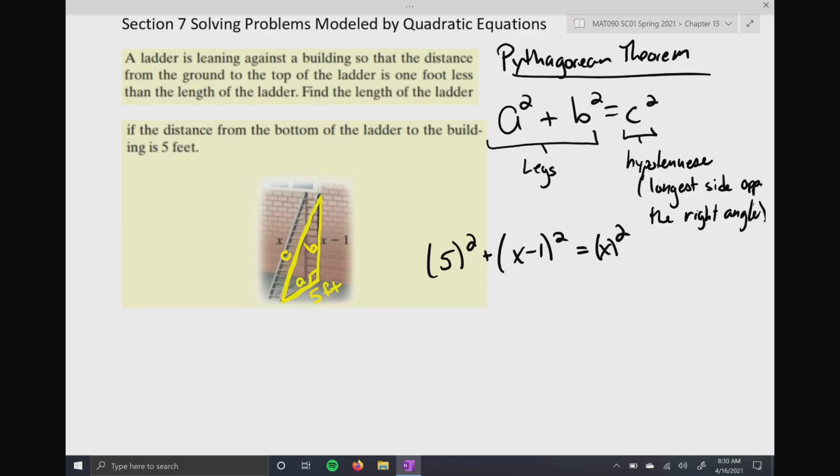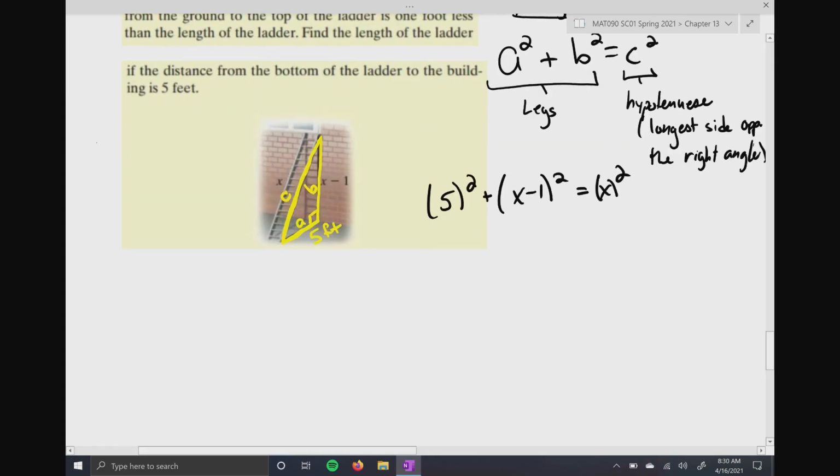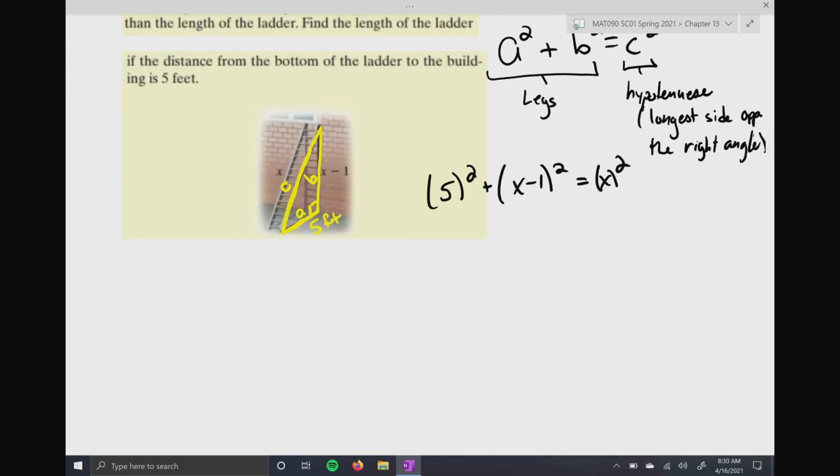How many of us are stumped? Yeah, I think April's right. I think the answer is 13. Let's see why. First things first, we're going to go left to right. 5 to the second power is 25. X minus 1 quantity squared is x squared minus 2x plus 1. How did he get x squared minus 2x plus 1 there? And on the right-hand side, it's just x to the second.